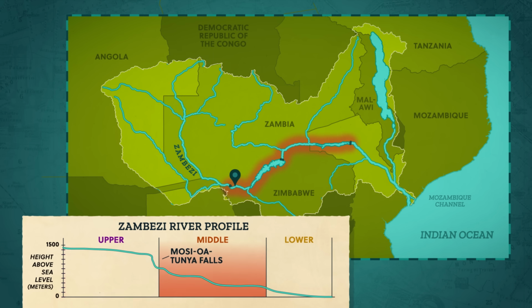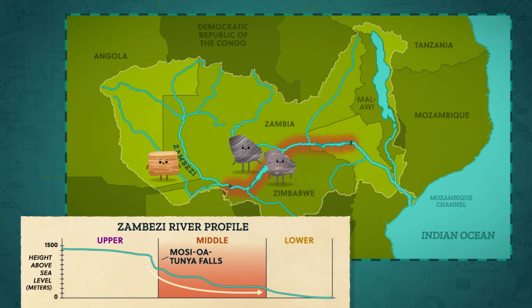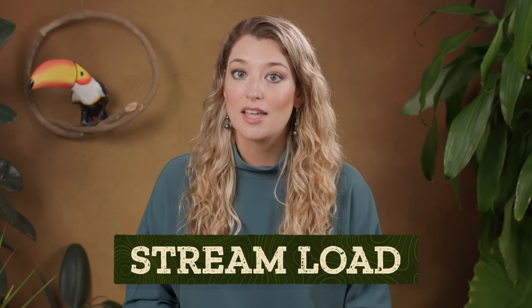Then, as it transitions into the middle course, the stream energy picks up as the stream gradient becomes steeper. Here, the rock changes from sandstone to a plateau of igneous and metamorphic rock, which allows for dramatic erosion. As it moves, the water is applying force to the channel's bottom and sides, breaking off and picking up any particle that's light enough to be lifted by the water, from grains of sand to massive boulders. This part of the river has a high stream load, or how much sediment the stream can carry and dissolve.